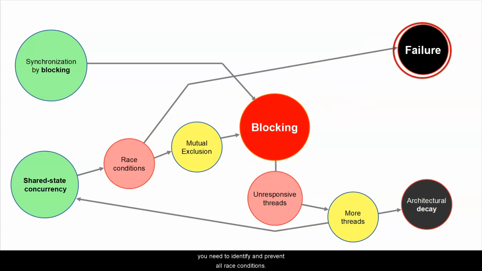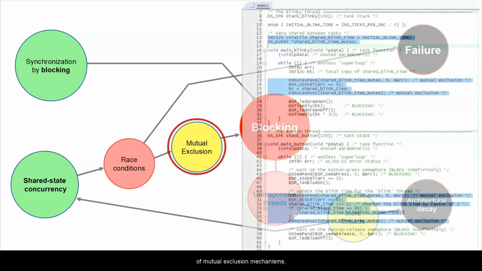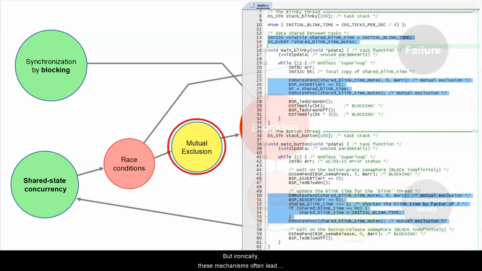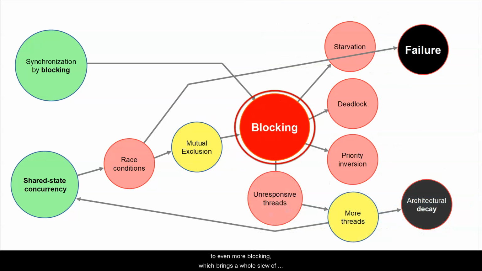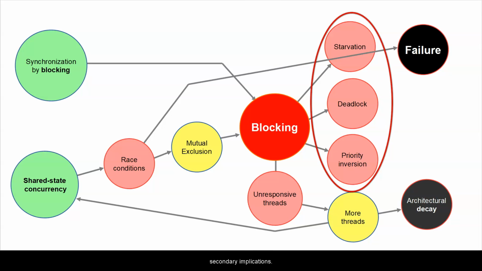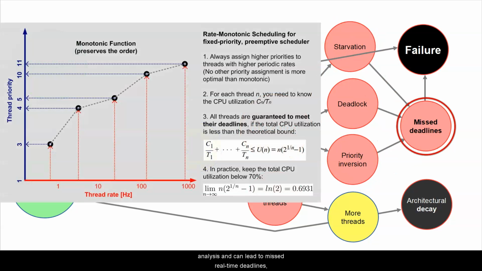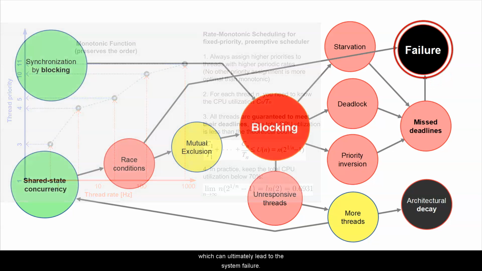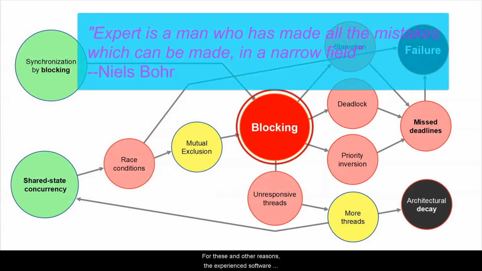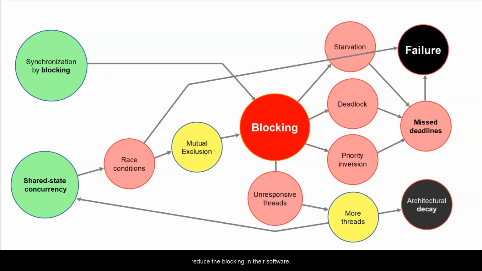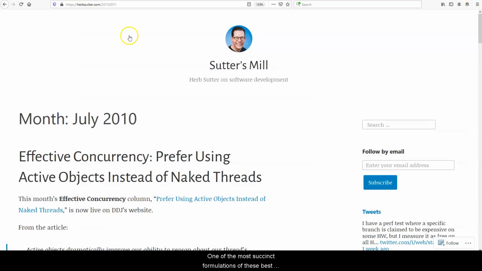So now you need to identify and prevent all race conditions. The RTOS actually supports it by providing an assortment of mutual exclusion mechanisms, such as mutexes. But ironically, these mechanisms often lead to even more blocking, which brings a whole slew of secondary implications. All this immensely complicates any timing analysis and can lead to missed real-time deadlines, which can ultimately lead to the system failure. For these and other reasons, the experienced software developers learn to be very wary of blocking, and instead they apply a set of best practices that drastically reduce the blocking in their software. One of the most succinct formulations of these best practices I found comes from the C++ and concurrency expert Sutter.